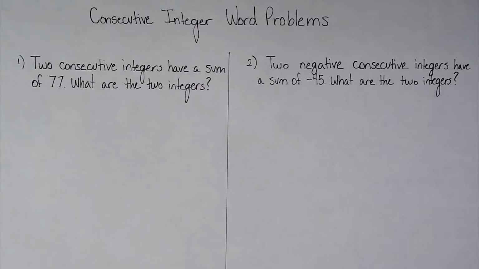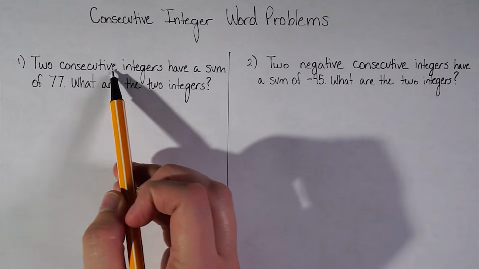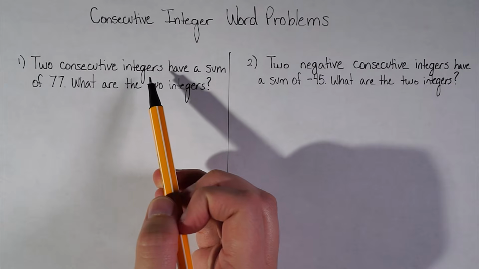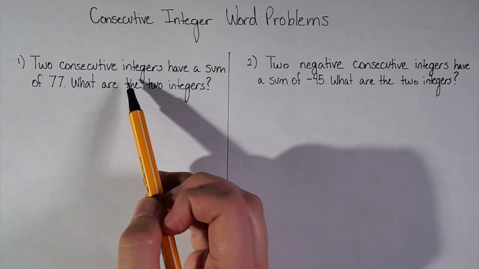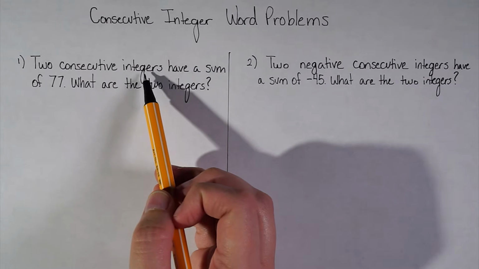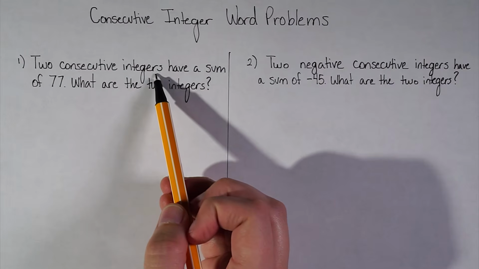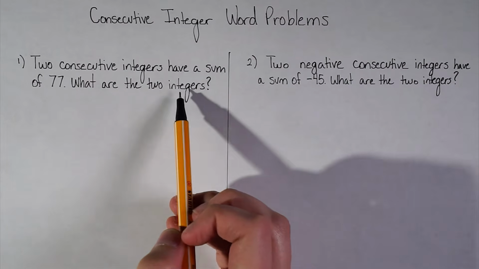This is again a very specific type of word problem, but once you know how to solve them, it's pretty much the same process every time given what your question's asking you. So number 1 says 2 consecutive integers. Now that word integers is important. So these have to be whole numbers. They cannot be fractions. They could be positive, they could be negative, but they're going to be whole numbers. So that's a good thing to note. 2 consecutive integers have a sum of 77. What are the 2 integers?